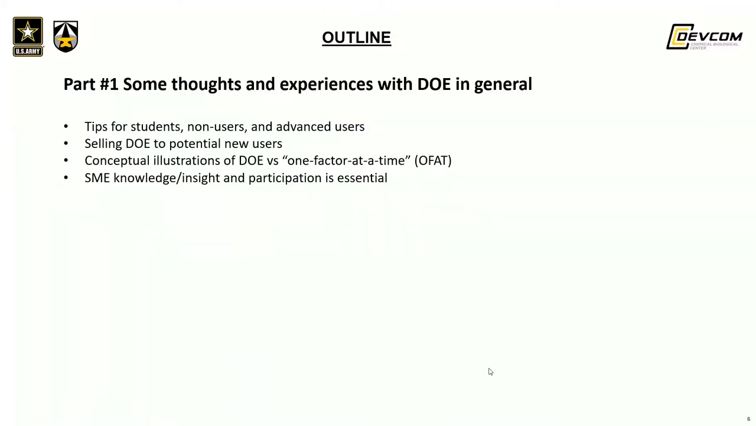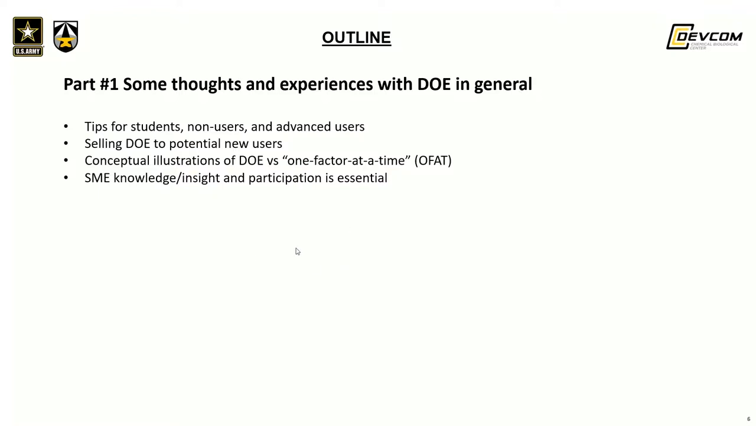So an outline of some of the things I'm going to talk about, I got two parts. First part is going to be more some thoughts and experiences, some conceptual stuff. And I know we have students, maybe non-users, advanced users, try to do something for everybody. We're going to talk about selling DOE because it's a great thing, but once you're doing it, it sells itself. But getting people that are hooked on one factor at a time, intuition designs, it can be tough.